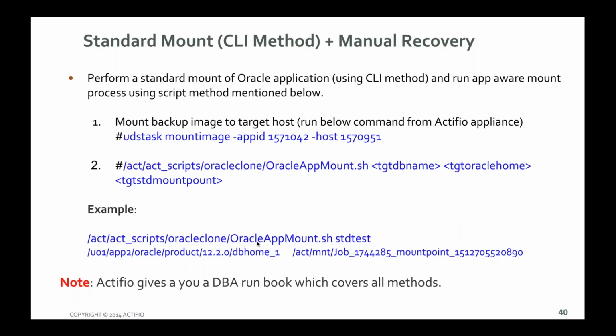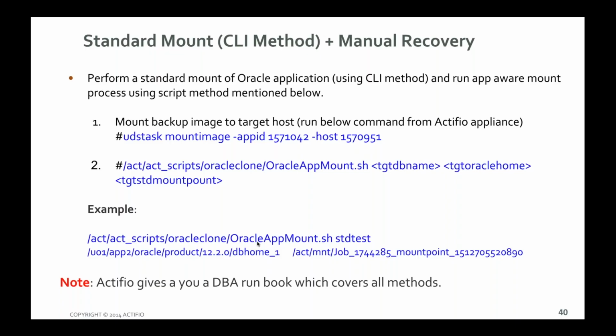But if you want a database online, go with the next option, which I'm going to tell you, the app aware mount. This option, standard mount, is basically very useful on the source side. Say for example some data files are corrupted or some tablespace has been corrupted, then immediately you just do a standard mount, you will get all the artifacts, catalog those copies and just restore the data file or recover your data file from the standard mount. So that is the beauty of the standard mount.